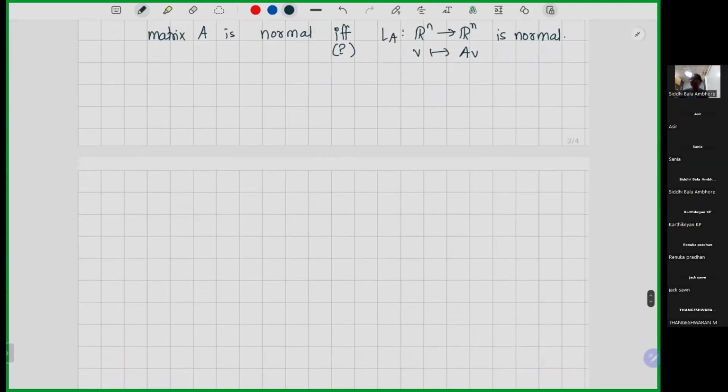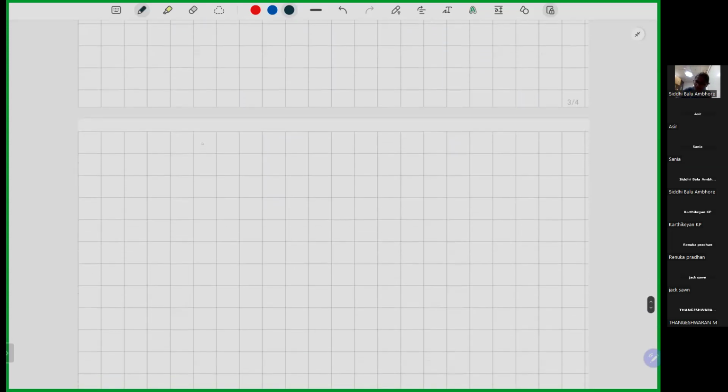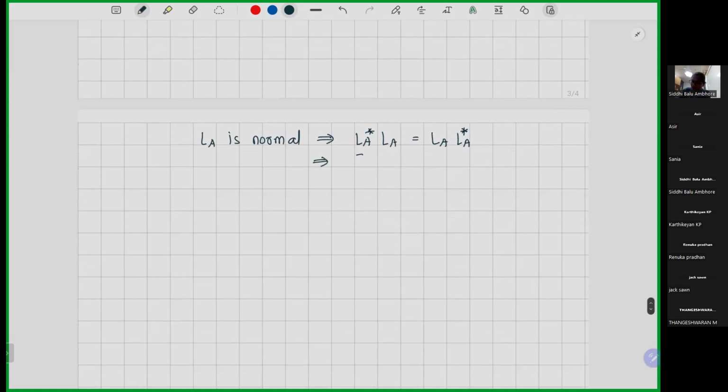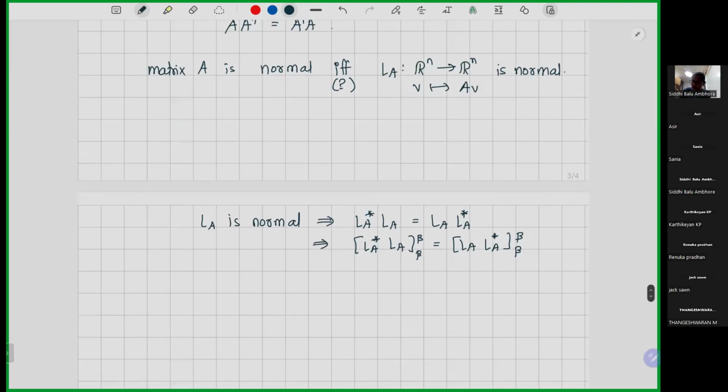So this is true actually, because we'll start with this linear transformation LA. So LA is normal, right? So LA is normal implies what? That LA star into LA is equal to LA into LA star, right? So this will imply what? Their linear transformation matrices, suppose for any basis beta, we can choose the basis same for simplicity.